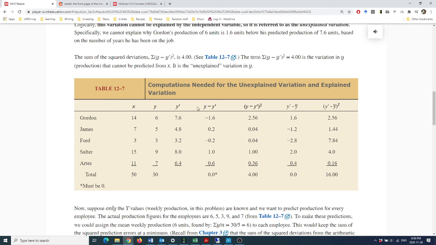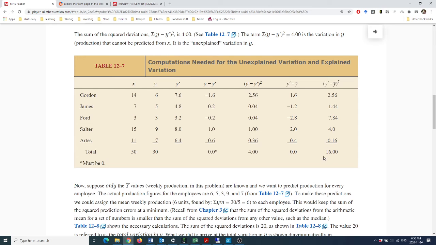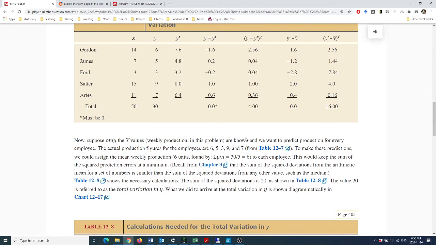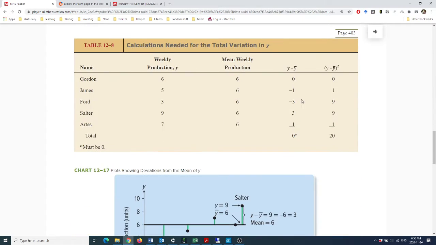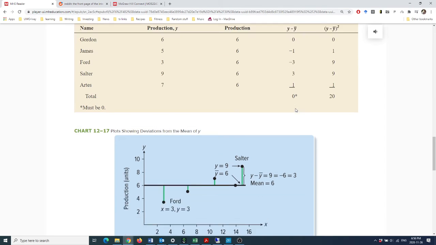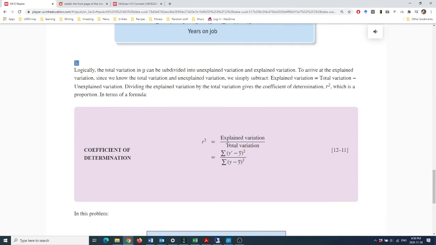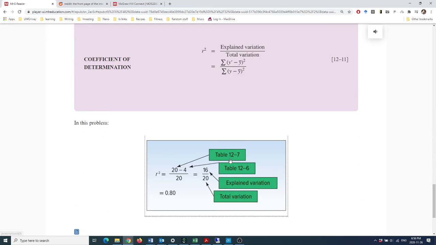So you have y minus y prime, or y prime minus y, and then you have y prime minus y bar, and like the whole y prime minus y bar square. And once you have the whole thing, add them all up together. And then you could do the same thing for your y variable. And once you find that out, you can find out your R square using this formula over here.